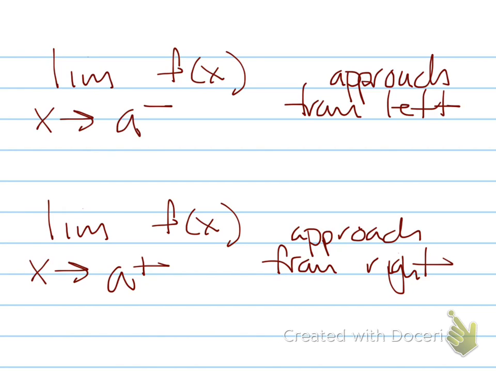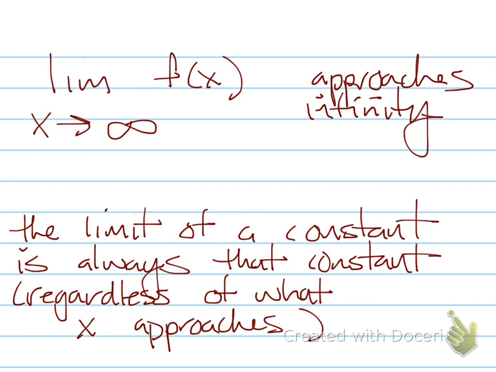If we are looking at the limit as it approaches from the left, the notation that's used is a negative superscript on the value that x is approaching. If it's approaching from the right, we put a plus superscript on the value that x is approaching. The x can also approach infinity, and the limit of a constant is always the constant regardless of what the independent variable approaches.